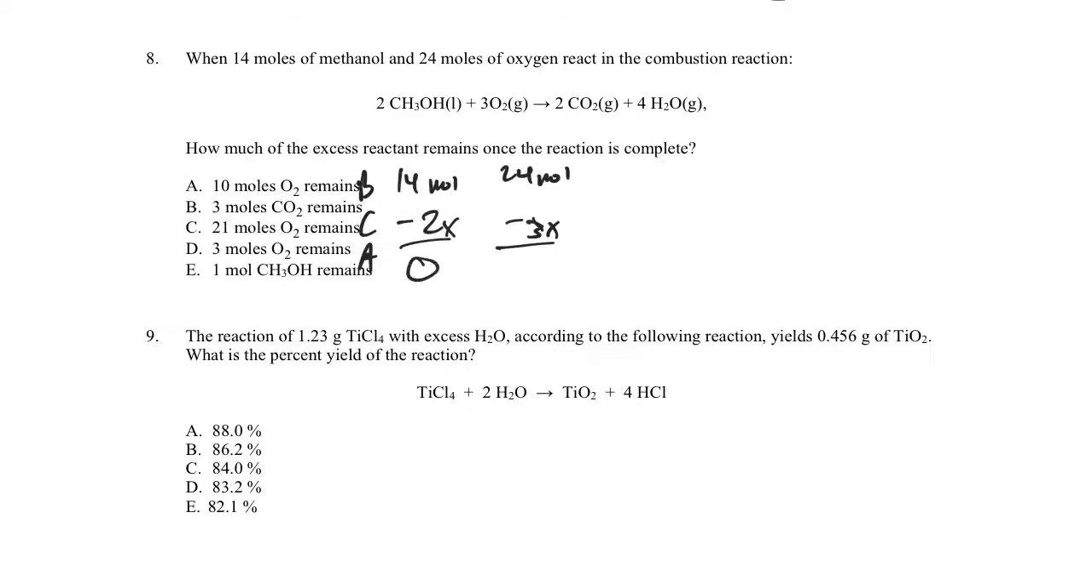So methanol should go to 0 if oxygen's in excess, and then x is equal to 7 moles in that case. So we're going to lose 3 times 7 in the case of O2 and be left with 3 moles once the reaction completes. So the reaction completes, we're down to no more methanol, 3 moles of oxygen, then we've converted and formed 14 moles of CO2, and then plus 4x in the case of water, we formed 28 moles of water once the reaction completes. Okay, so how much of the excess reactant remains? 3 moles of oxygen remains. Here we go, D.